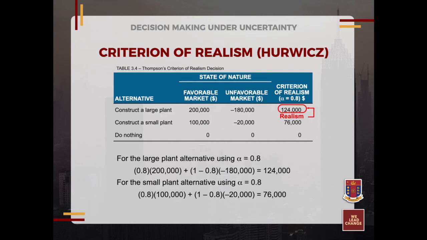Now, out of all these values, which would be the maximum number? And so we have $124,000, which corresponds to the alternative, construct a large plant. Now, based on this model, criterion of realism, we choose to construct a large plant.